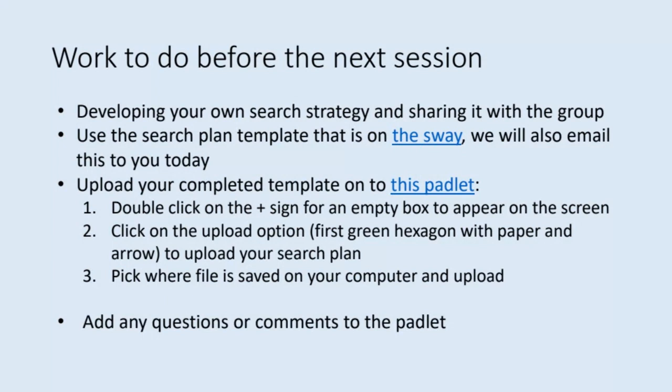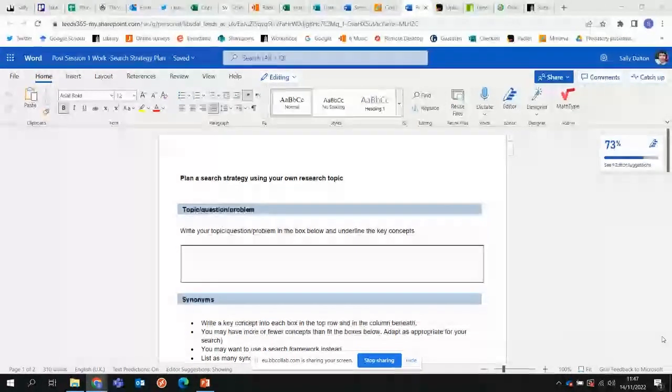We shared in the email before the session a Sway, which looks like a little mini website, and it gives you the links to the search plan and also a Padlet. A Padlet is just an online space where we can collaborate. What we'd like you to do is look at the search plan template and try to fill that in as best you can for your research question, or consider some sub questions. Maybe just choose one of those sub questions to focus on for this exercise, and then upload it.